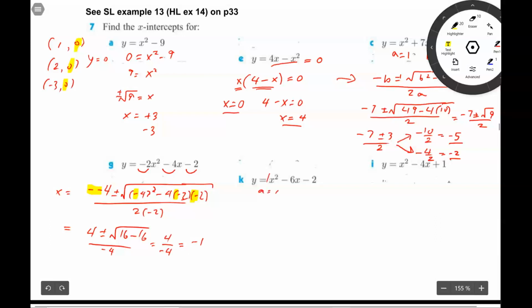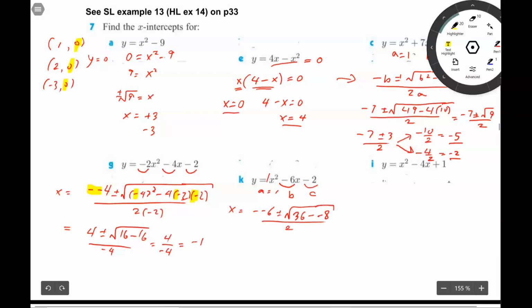Right, 1 there. B equals negative 6, sorry. C equals negative 2. So let's put that in the quadratic formula. Negative negative 6 plus or minus the square root of negative 6 quantity squared, which is 36, minus 4 times a, which is 4, times negative c, which is minus 2 times 4, which is negative 8. So it would be minus negative 8 divided by 2.